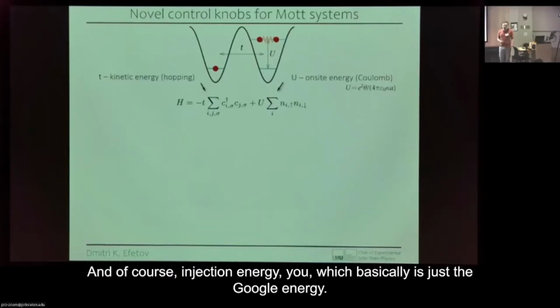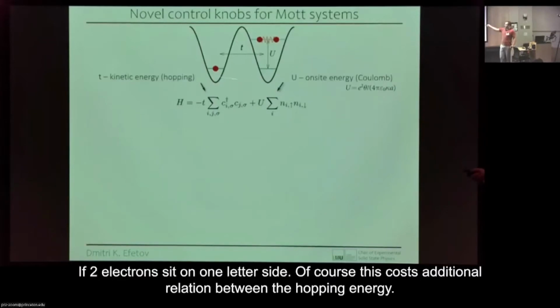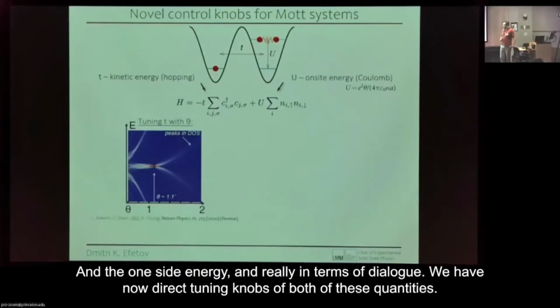Of course, this costs additional Coulomb energy. And so in principle, in the Hubbard model, all of the physics can be understood by the relation between the hopping energy t and the on-site energy U. And really, in twisted bilayer graphene, we now have direct tuning knobs of both of these quantities.